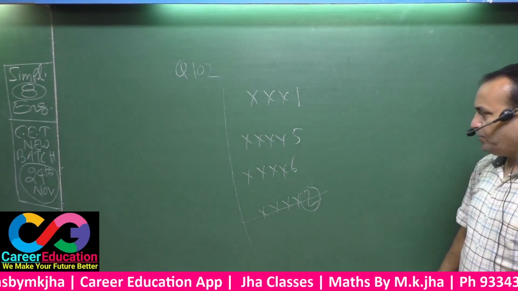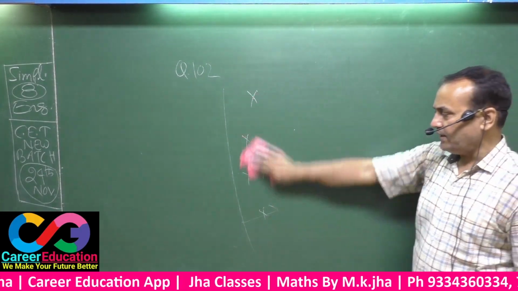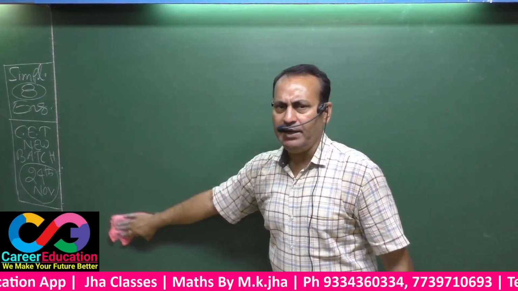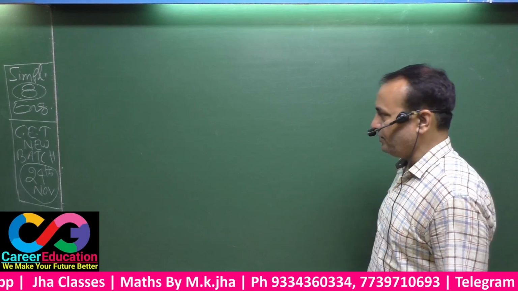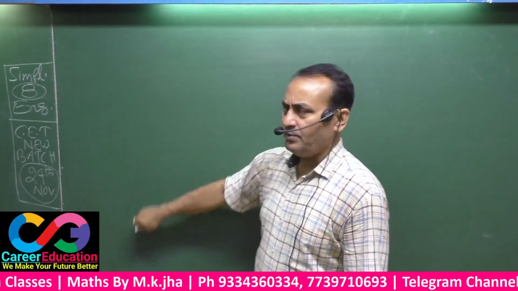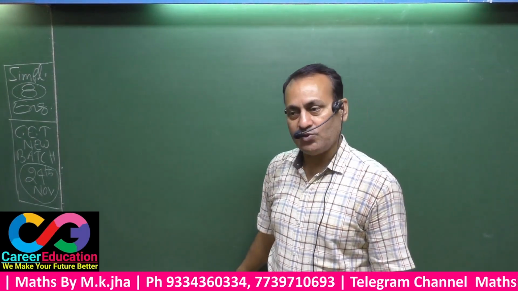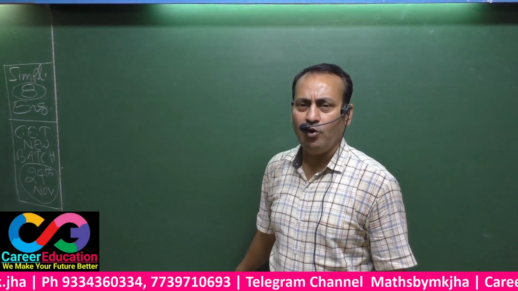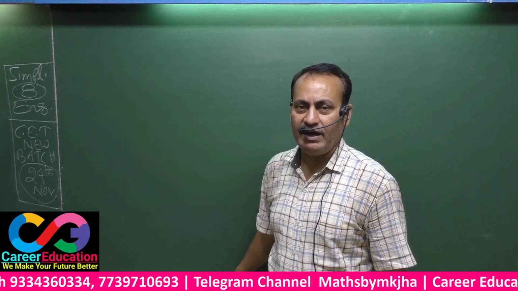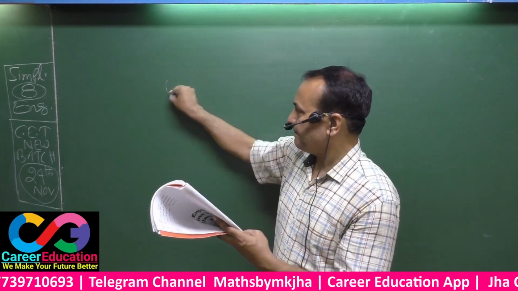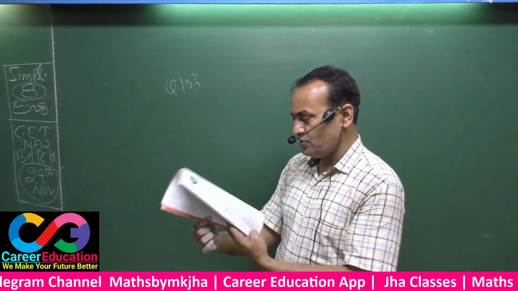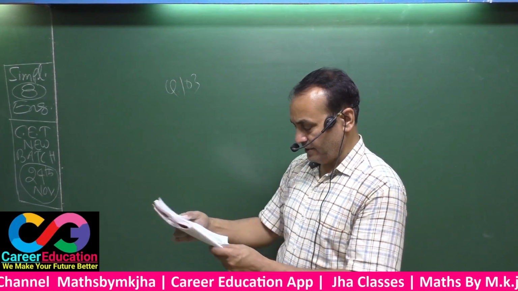If at the unit place you see either 2 or 3 or 7 or 8, the number can never be a square. Okay. That means in order to be a square number, certainly the unit place may be 1, 4, 5, 9, 0 like that. Question 103. See here.